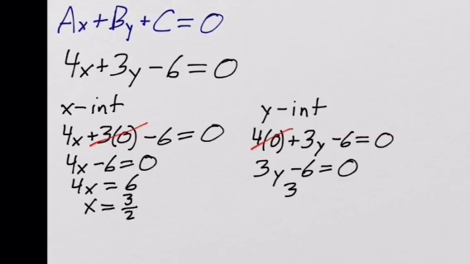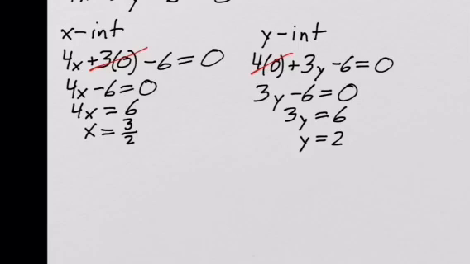Add 6 to both sides, and then divide both sides by 3. So we get the y-intercept is 2. So now remember, that gives us the points 0, 2 and, sorry, 3/2, 0.